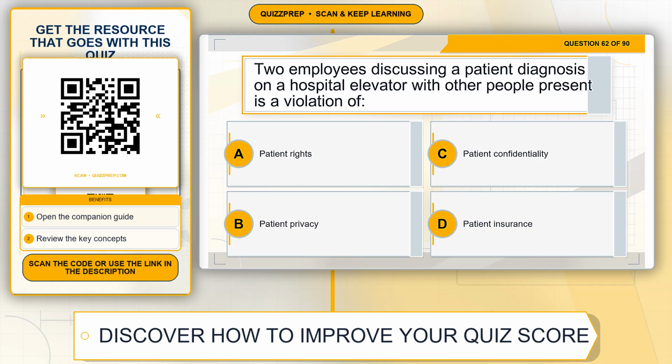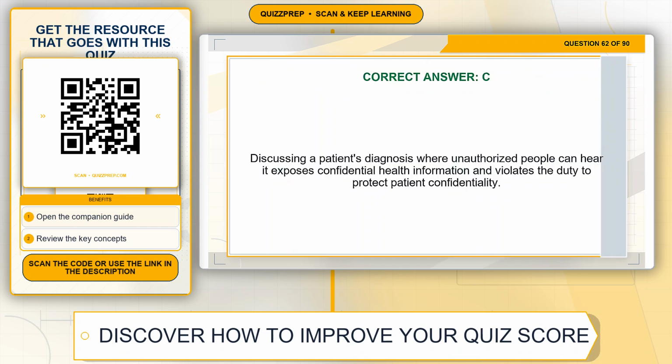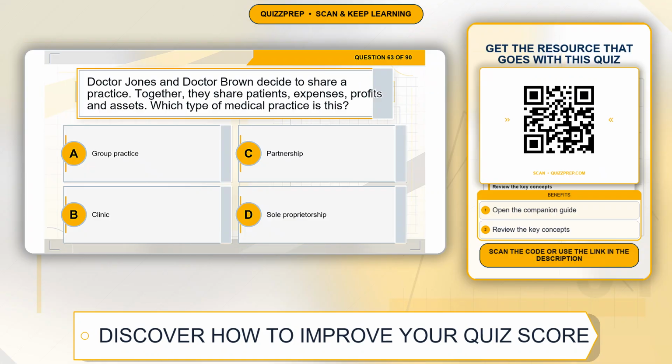Question 62. Two employees discussing a patient diagnosis on a hospital elevator with other people present is a violation of Option A, patient rights. Option B, patient privacy. Option C, patient confidentiality. Option D, patient insurance. The correct answer is option C, patient confidentiality. Explanation. Discussing a patient's diagnosis where unauthorized people can hear it exposes confidential health information and violates the duty to protect patient confidentiality.